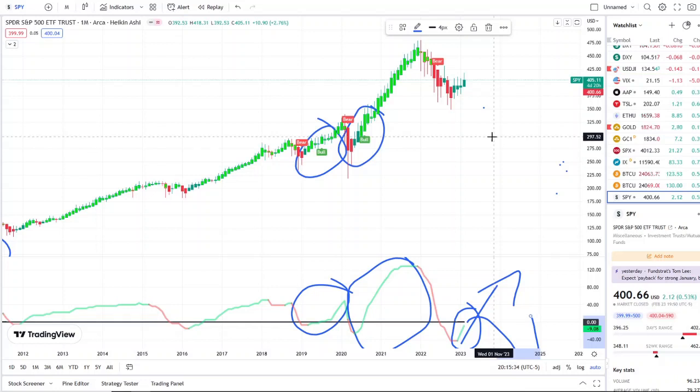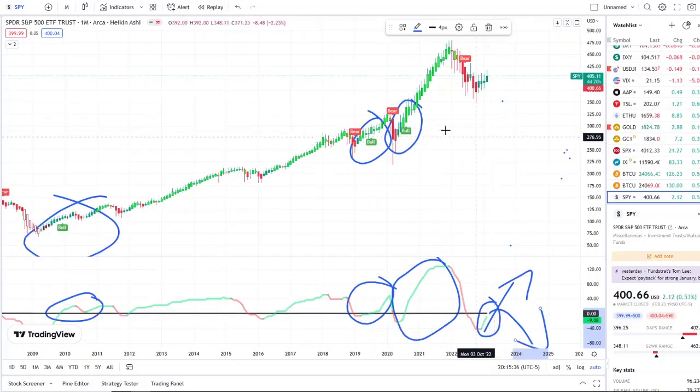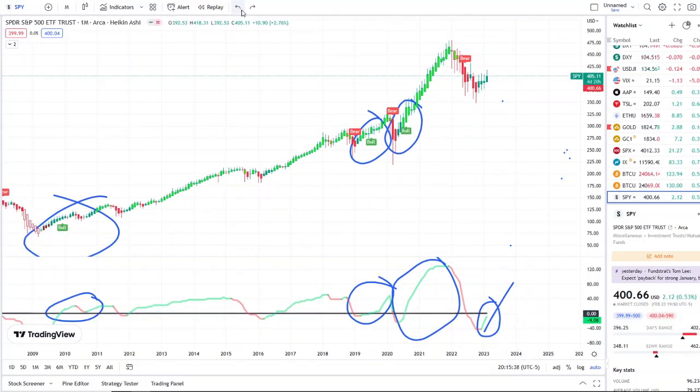So this is crucial and critical. And like I stated, the make it or break it. And I'm watching this very carefully.